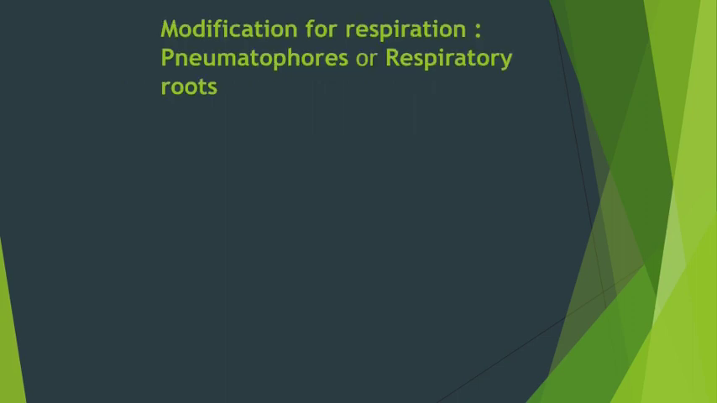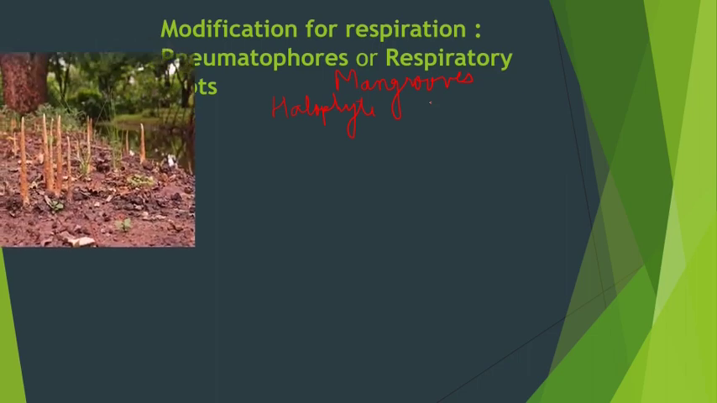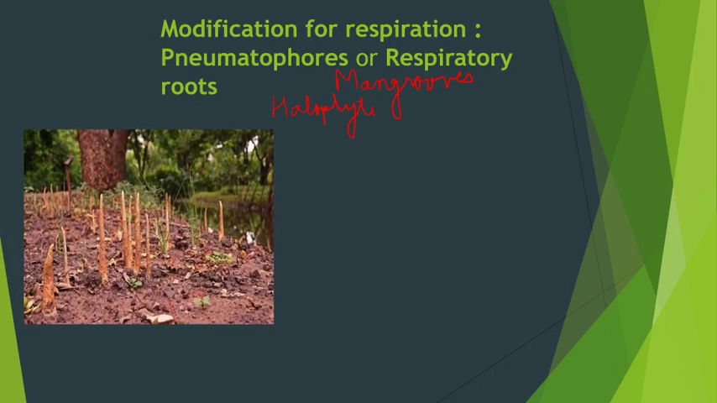Let us see the next modification, that is modification for respiration, or pneumatophores, or breathing roots, or respiratory roots. These are usually found in case of mangroves. Who are mangroves? Mangroves are those plants which grow in saline water. They are halophytes. They grow in saline water, in marshy places, in swampy places. So in this region where there is too much marsh, dampness, too much salt in the soil, there is no air available for the roots.